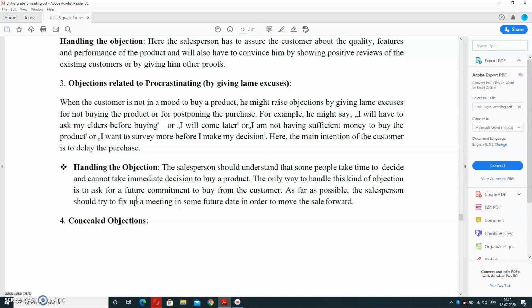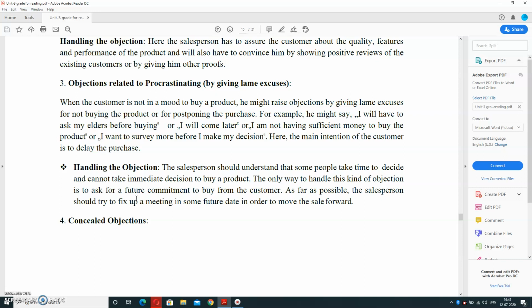So it means the company can discuss a meeting with the customer at a later date, rather than being aggressive with this type of customer, because they are not needy customers. They will take some time to buy the product. For that, the company needs to fix the meeting for some future time.